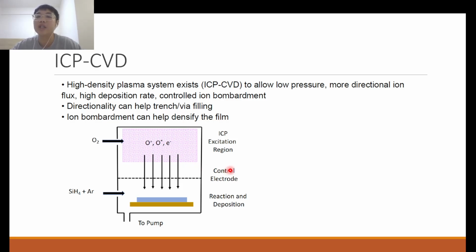So why is it good to have this kind of ion acceleration? Because this can allow for directional flux, which enhances deposition rate and also allows for the filling of deeper trenches. So imagine you have a deep trench, and if you have this directional flux of your species, it's easier to fill up the bottom of your trench. And also the phenomenon of this ion bombardment can help to make your film denser. So it's sometimes good if you want a denser kind of film. Okay.